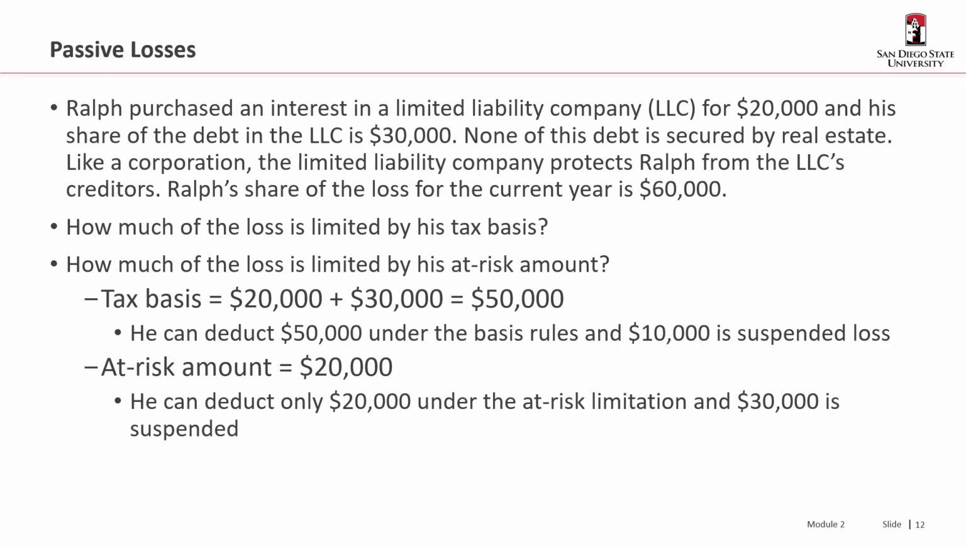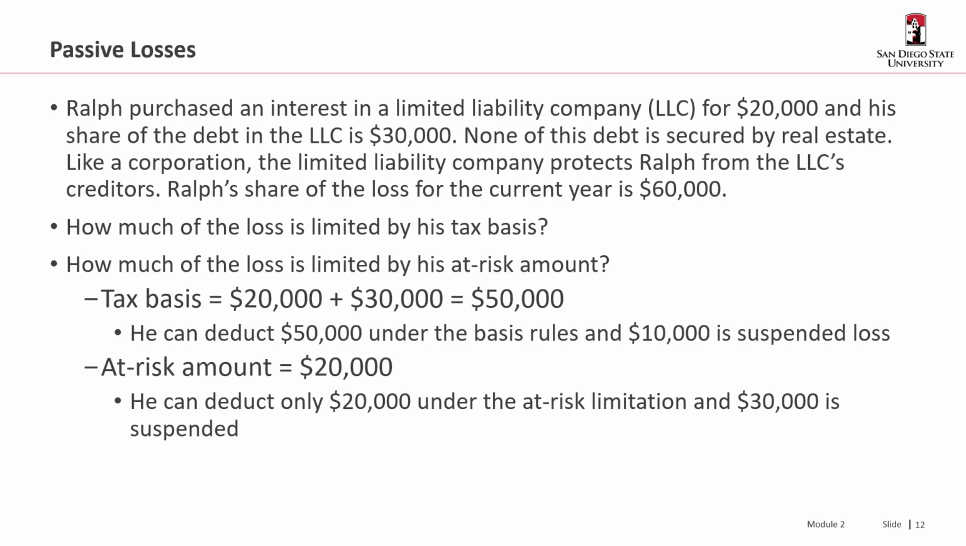His at-risk amount is only $20,000, right? Because he is not responsible for that other $30,000 of debt. So think of that as debt you're not at risk for. It's not qualified non-recourse financing. So as a result, it cannot be included in his at-risk amount. So he can only deduct $20,000 under his at-risk amount.